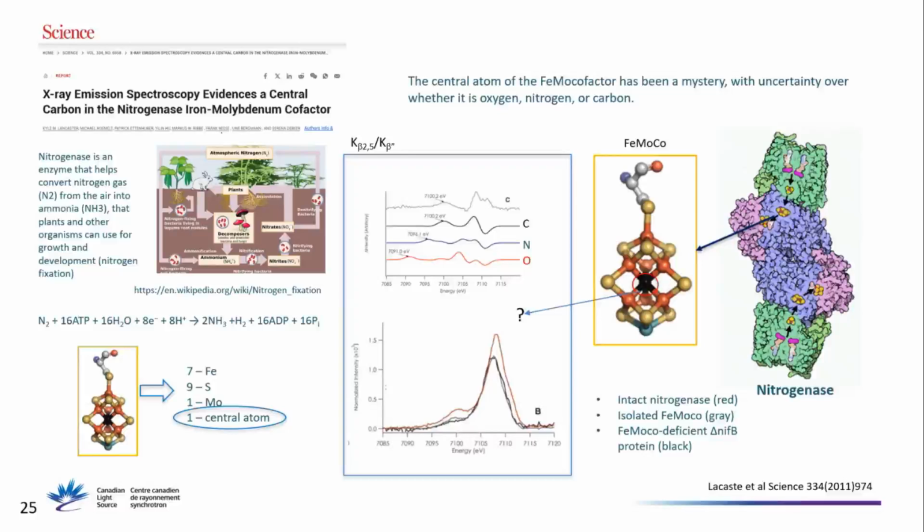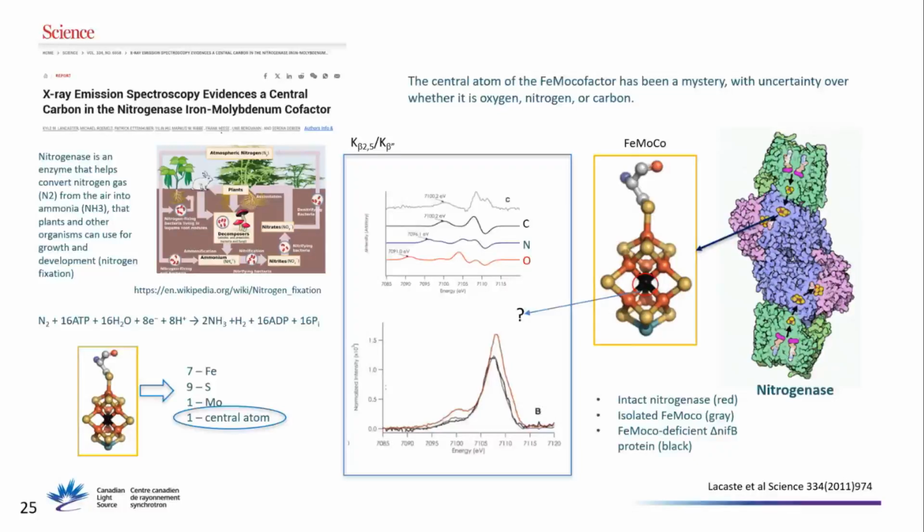So this is something about nitrogen fixation. We all know nitrogenase is an enzyme that is very important in transforming nitrogen from air into ammonia so that plants can easily utilize it. So nitrogenase looks like this. The main component of this nitrogenase is called the iron molybdenum cofactor, which is a small cluster responsible for the transformation.